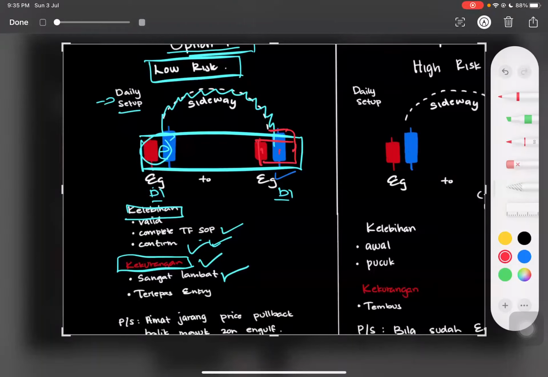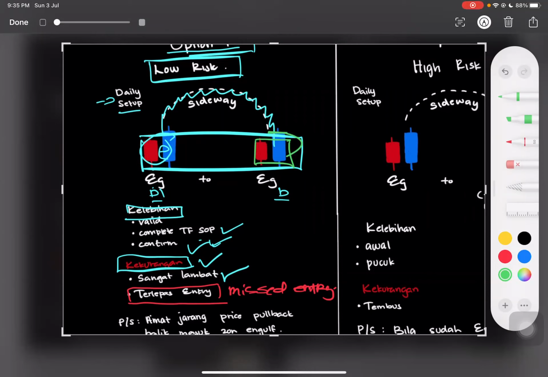One more thing about the cons of this setup is that usually you're going to miss your entry. You can easily miss your entry because of why? Sometimes, after the price creates the engulfing buy here, whenever the price closes and creates the engulfing buy, we need to wait for the pullback, right? For us to enter.